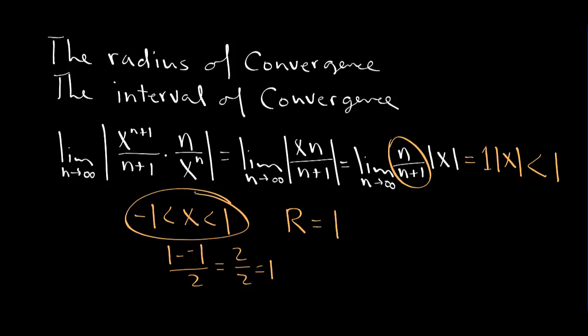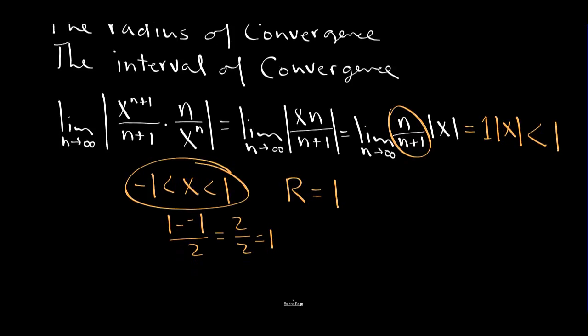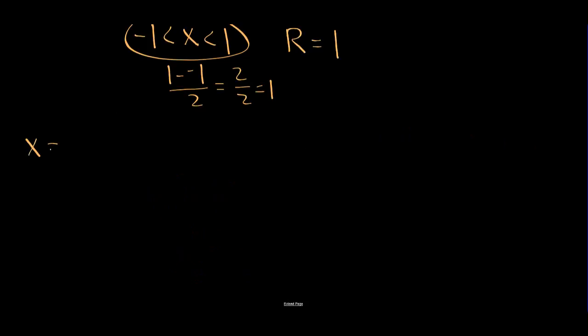And the way we do that is we go back and I'll say, okay, well, what if x is equal to -1? So let's look at our series. We've got n goes from 1 to infinity, and in place of x, I'm going to put -1.